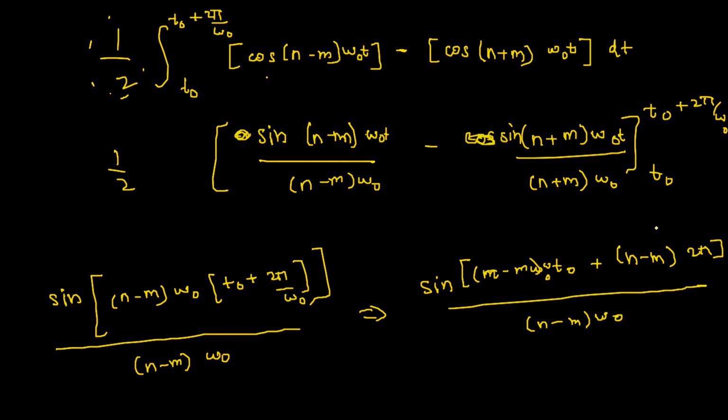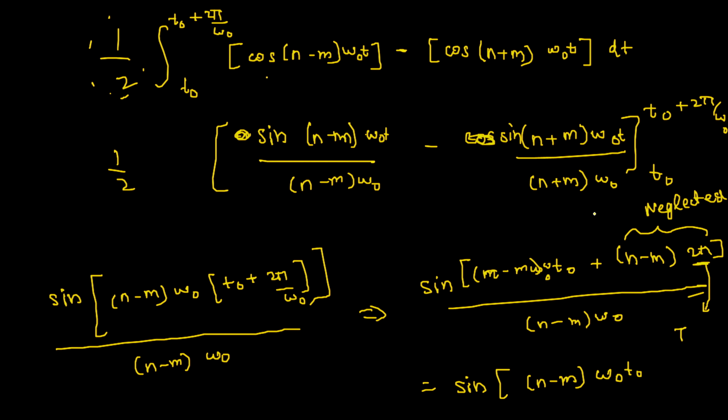So what we can actually do here is this n minus m into 2 pi, it's neglected because 2 pi is actually the time period of sine. So whenever you add any multiple of 2 pi to a given sine function, it remains the same. So we can just neglect this part and write it as sine of n minus m into omega naught t naught, right?